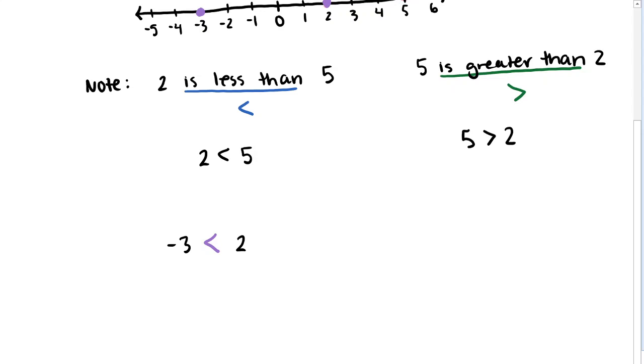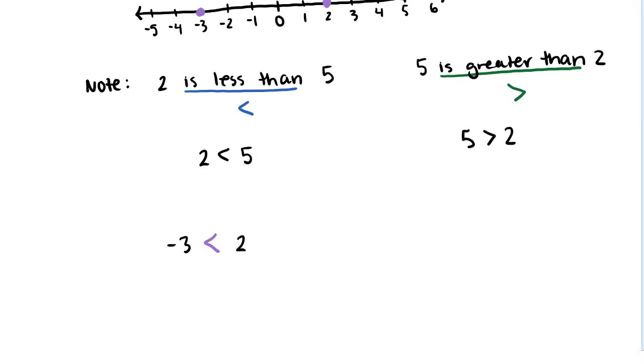And if you think about temperature as an example, hopefully this idea is pretty clear. Right? Here, is 2 degrees Fahrenheit colder or warmer than -3 degrees Fahrenheit? Well, 2 degrees Fahrenheit is warmer. It's a larger temperature value than -3 degrees Fahrenheit. And we can see this on the number line as well.